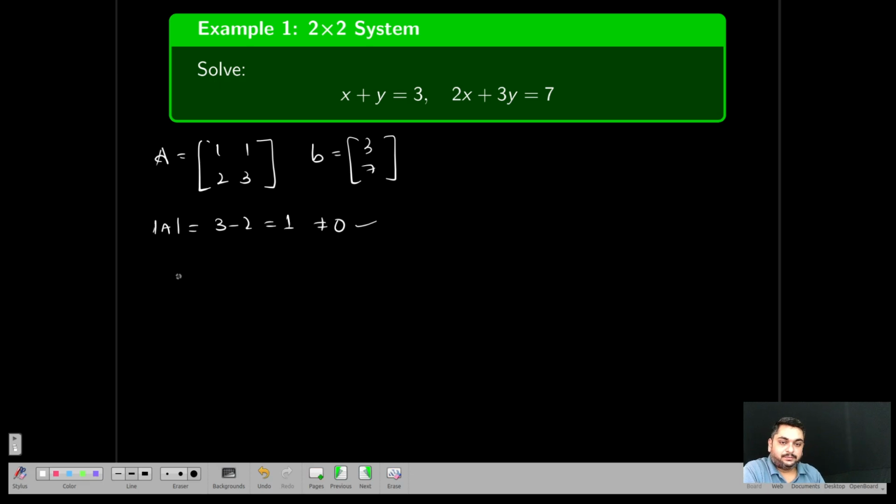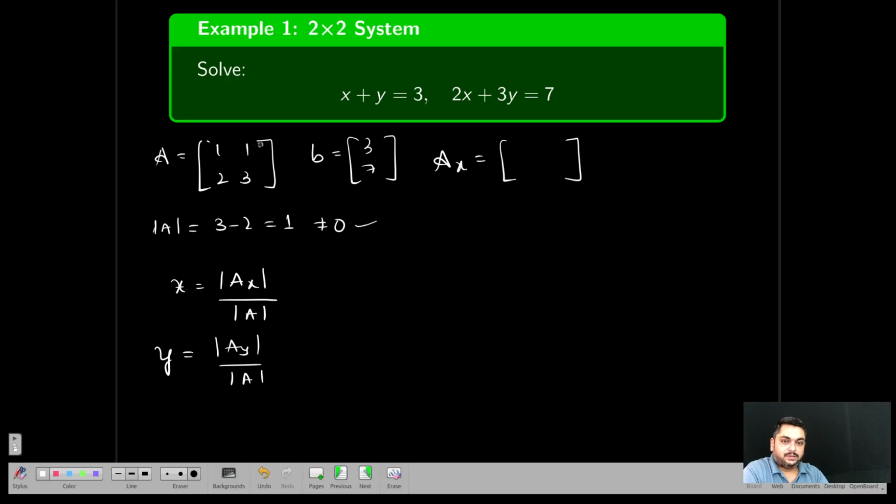Next, I have to find x and y. So x is equal to determinant of Ax divided by determinant of A. I will tell how to find the matrix Ax. Similarly, the y value can be found as determinant of Ay divided by determinant of A. How to find this Ax and Ay? It is simple. If you are given this matrix, assume this as column X and this as column Y. So when I say Ax, I have to put the B values instead of this column. That is the only thing you have to change.